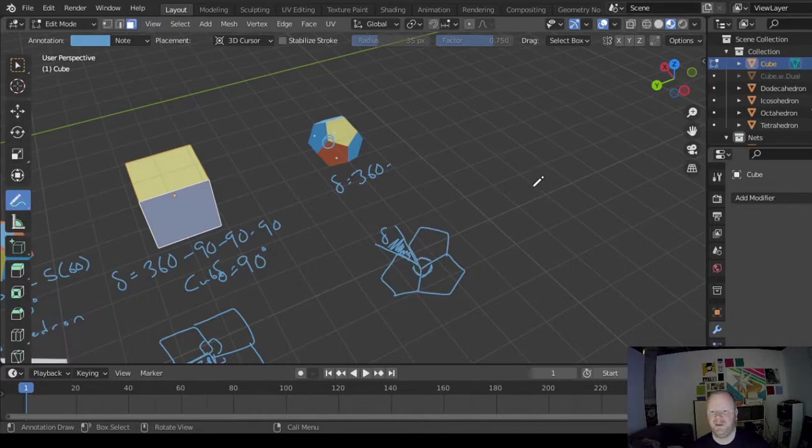We can certainly figure it out by using this formula, right, where n is equal to 5. That'll tell us that this is 108 degrees each time. So we've got 360 minus 108 minus 108 minus 108. So we can say that delta for this one is 36, and that's going to be the lowest spherical deviation out of all these shapes here.